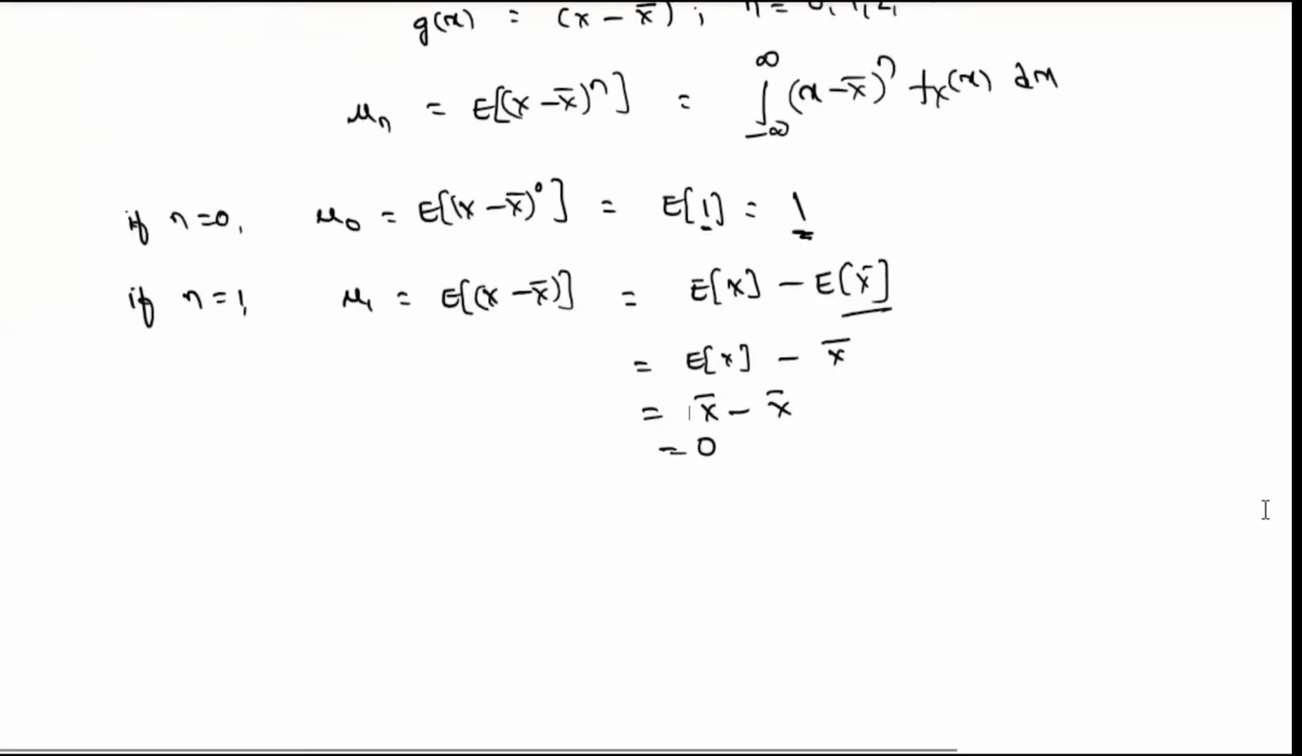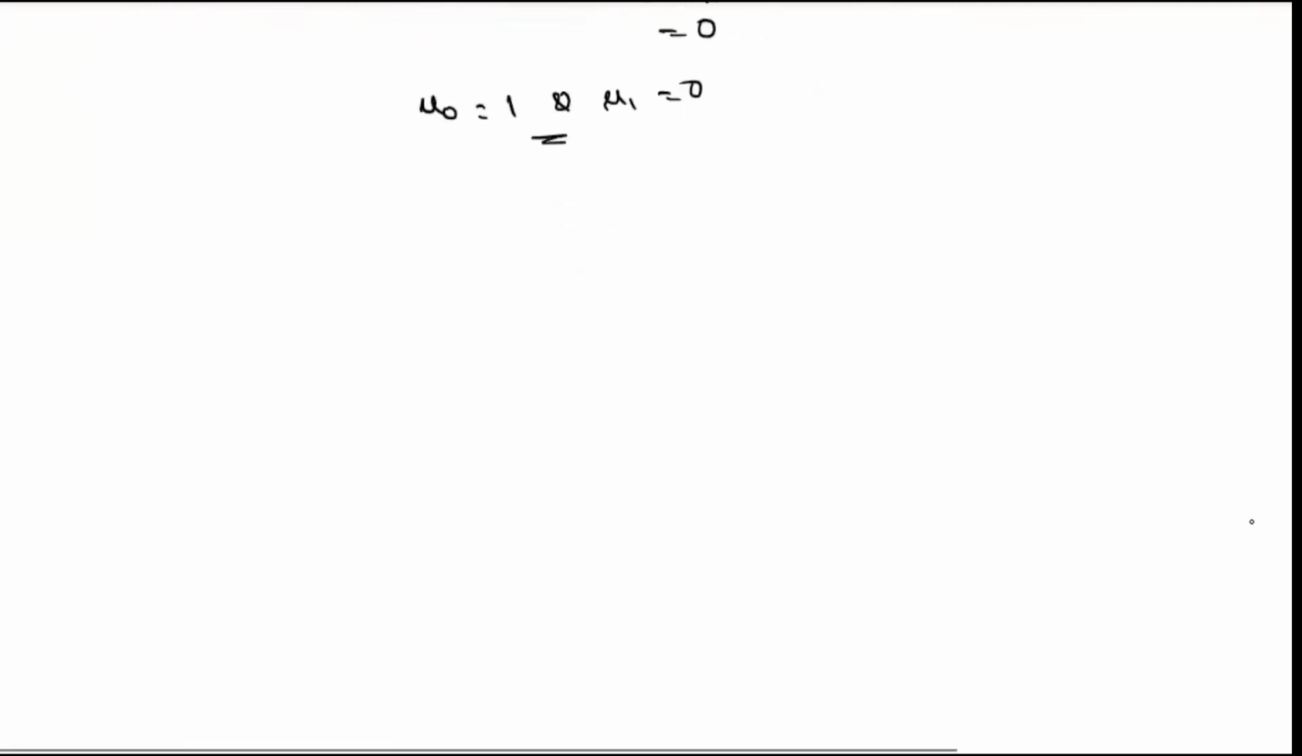So this is the 0th order central moment, and its value is 1. And the first order central moment value is always 0. Try to remember these values. And the very important parameter we are going to discuss is variance.